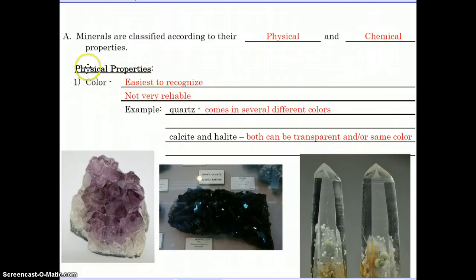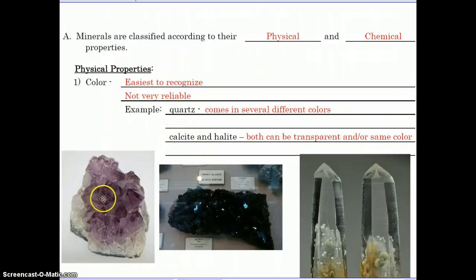Physical properties are the things that we can see. The first is color. It's the easiest to recognize, but it's not very reliable. And in the other video about recognizing these physical properties, I show you some of the hand samples that we have in the lab and some examples of these things. So after you get done taking these notes, you should take a look at that video as well. It's on the YouTube channel, and it talks about the physical characteristics of these minerals in a lab setting. So take a look at that.